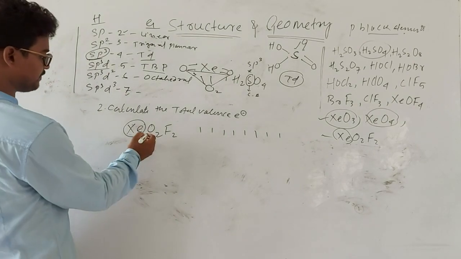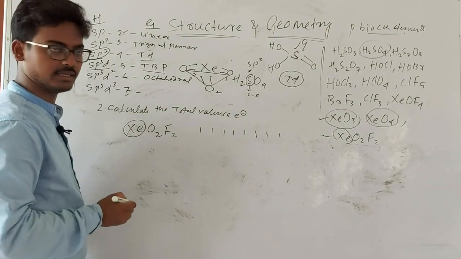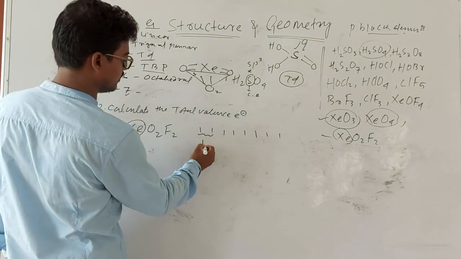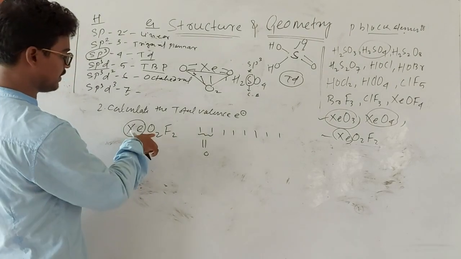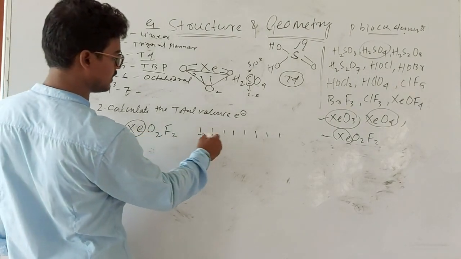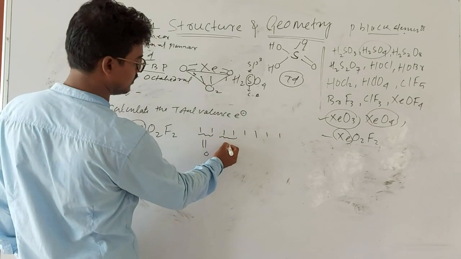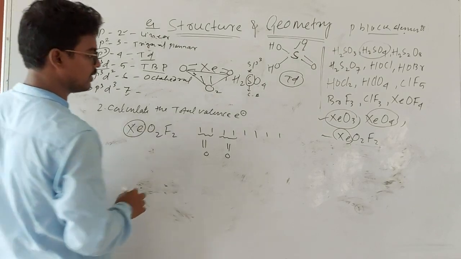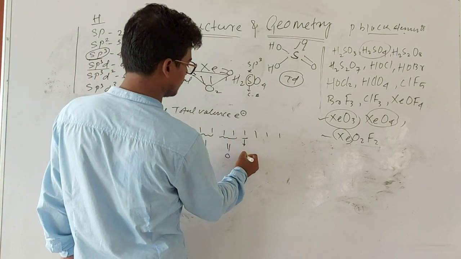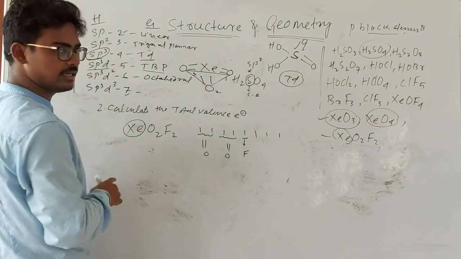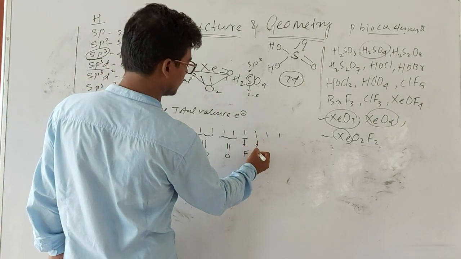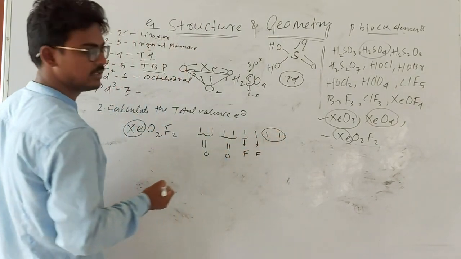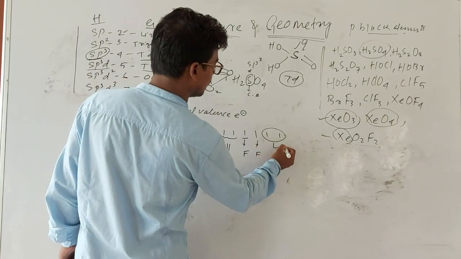Next, 2 oxygens are there and 2 fluorines are there. What is the valence of oxygen? That is 2, so 2 electrons are bonded with 1 oxygen. How many oxygens are there? 2, so another oxygen will bond with another 2 electrons. What is the valence of fluorine? That is 1, meaning 1 electron bonds to the fluorine. How many fluorines are there? 2, so another fluorine also bonds with another electron. And these 2 electrons, as they do not get involved in bonding, remain as a lone pair.